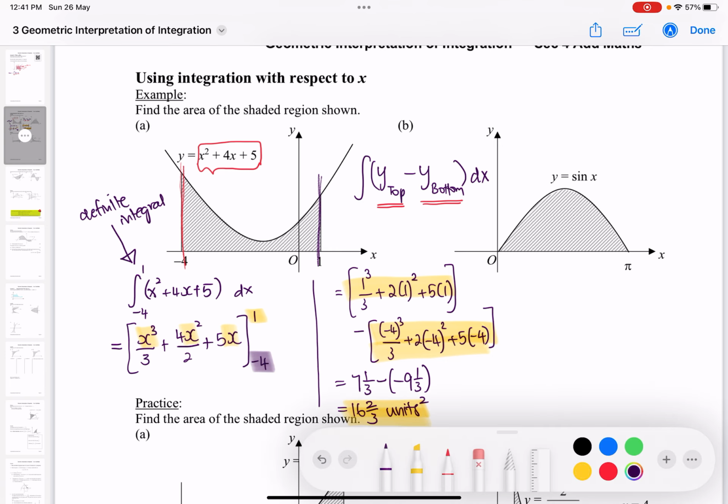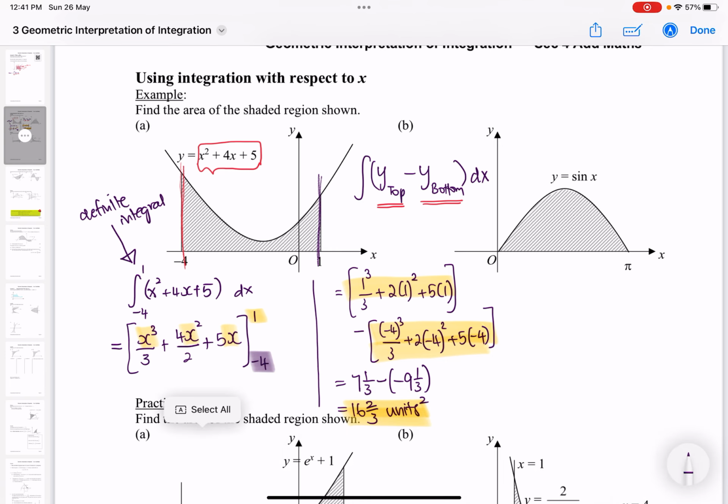Okay, now let us look at the second example. In this second example, we are going to find this shaded region under the graph y equals sine x. So you can think of again the rectangles that you're going to draw. Of course, if you are comfortable enough with this idea, you do not actually need to draw out this rectangle, but I'm drawing it out just to illustrate.